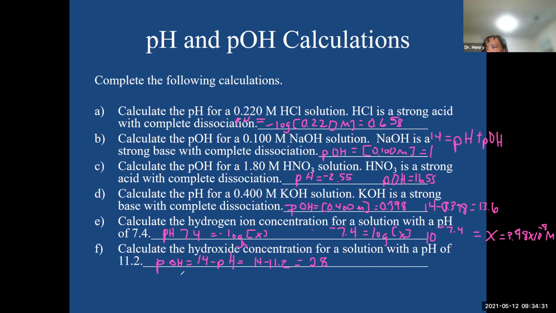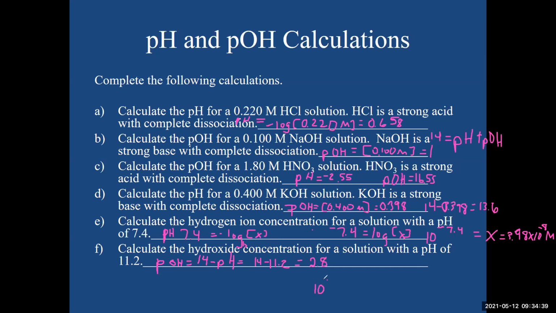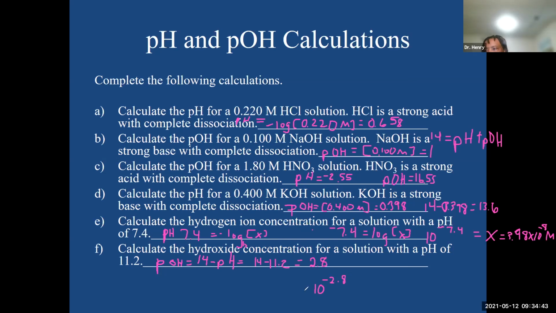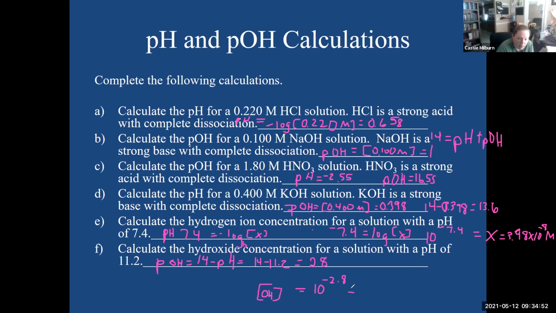Okay, so then if we take the inverse log, we'll get 10 to the negative 2.8. It's going to equal our concentration of OH, 1.58 times 10 to the negative 3rd.